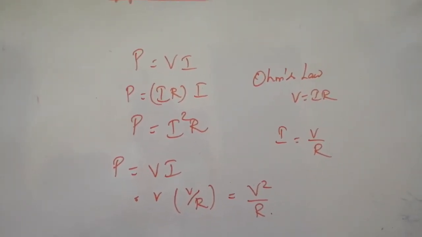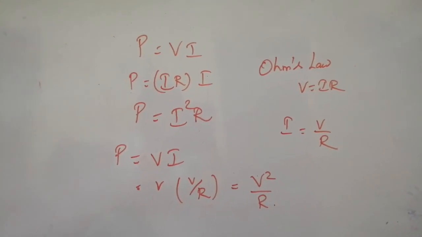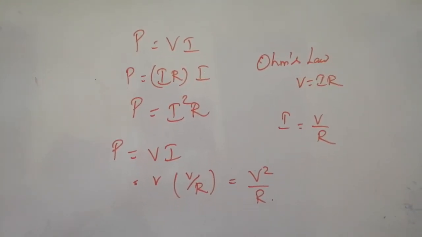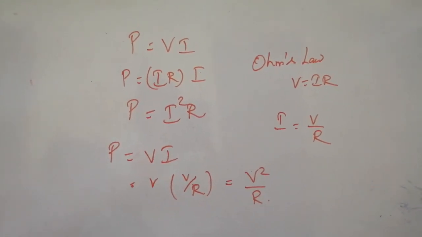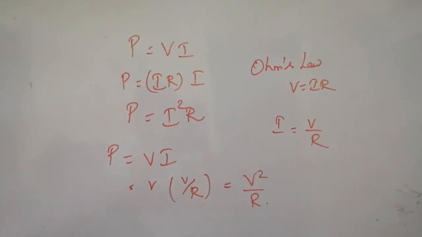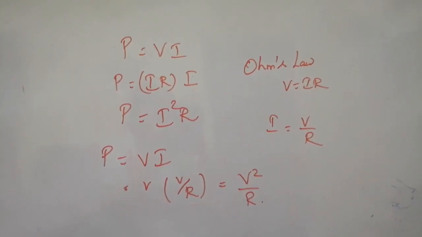You can use any of these equations: power P is equal to V into I, or power P is equal to I squared R, or power P is equal to V squared by R. By default, the general equation is power P is equal to V into I.